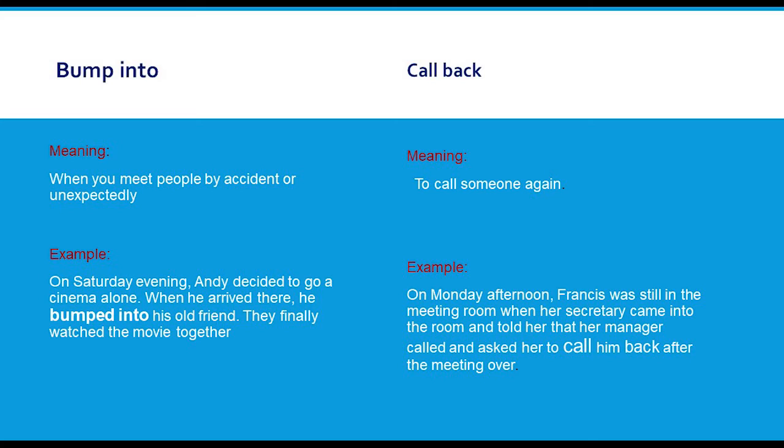Call back. It means to call someone again. For example, on Monday afternoon, Frances was still in the meeting room after her secretary came into the room and told her that her manager called and asked her to call him back after the meeting was over.